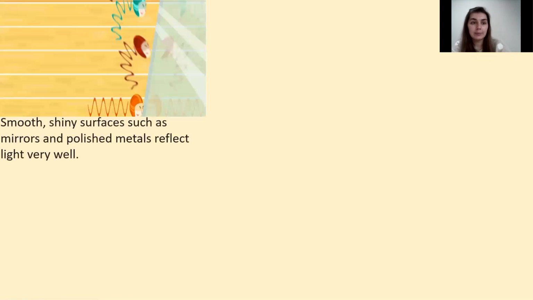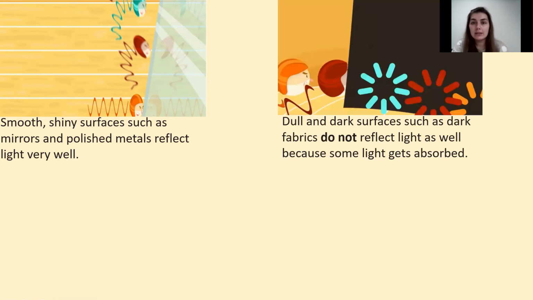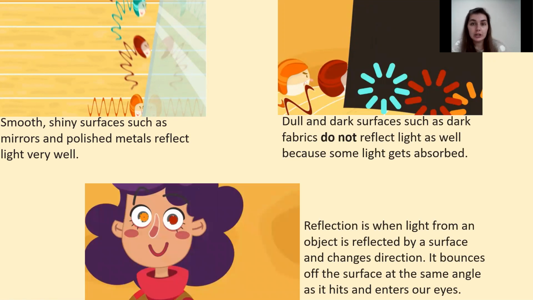Now, after watching that video, we know that all surfaces reflect light, but smooth, shiny surfaces such as mirrors and polished metals reflect light very well, and dull and dark surfaces such as dark fabrics do not reflect light as well because some light gets absorbed. So reflection is when light from an object is reflected by a surface and changes direction. It bounces off the surface at the same angle as it hits and enters our eyes.